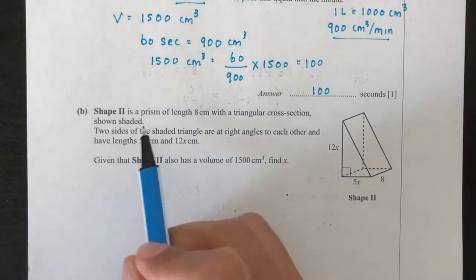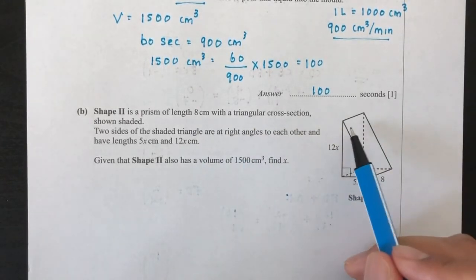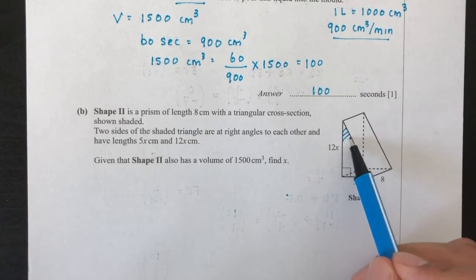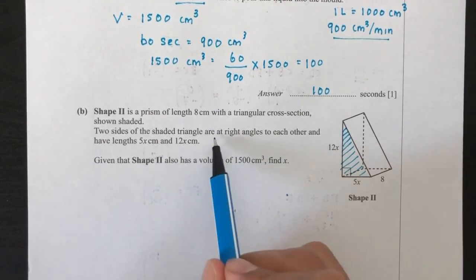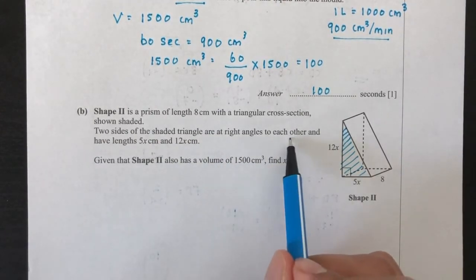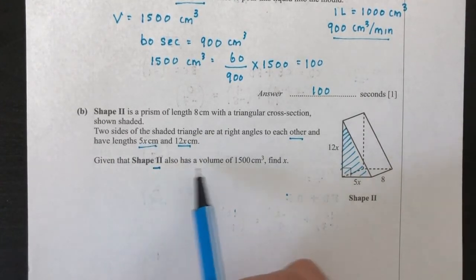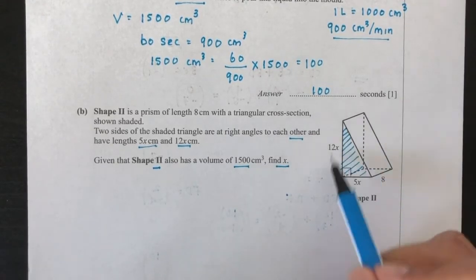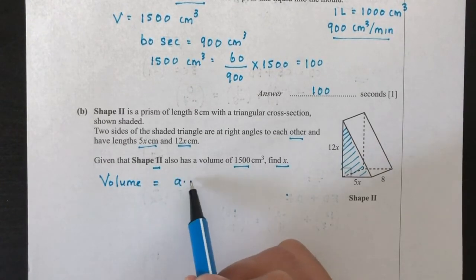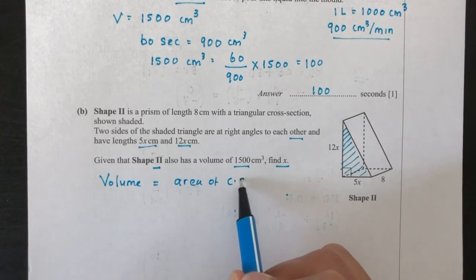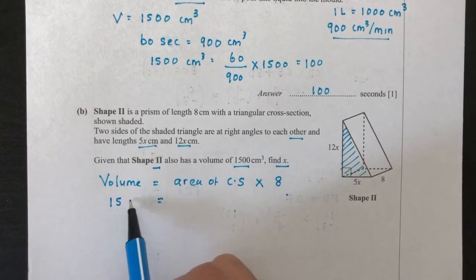Now for part B, shape 2 is a prism of length 8 and with a triangular cross section, as you can see. I think this is the shaded region. The two sides of the triangle are at right angle to each other. Given that shape 2 also has a volume of this, find the value of x. So how do you find the volume of a prism? The volume of a prism you find by area of cross section times length, which is 8. So volume is the same as this.